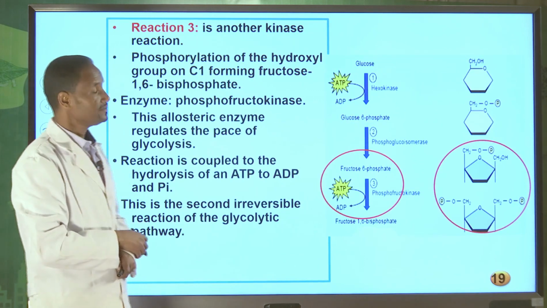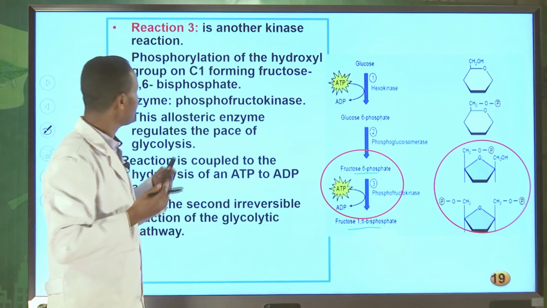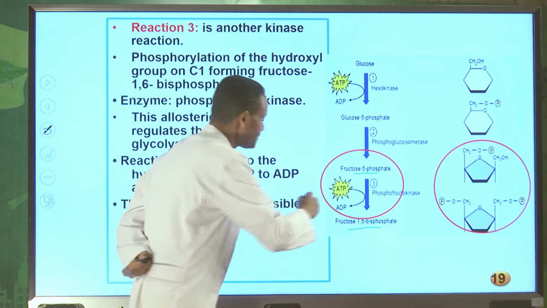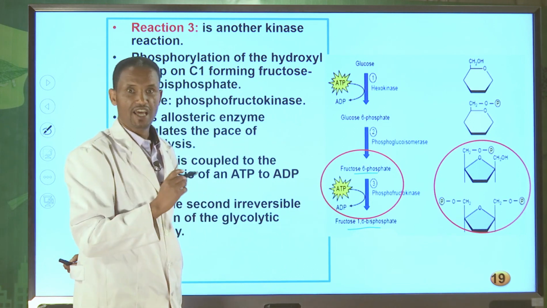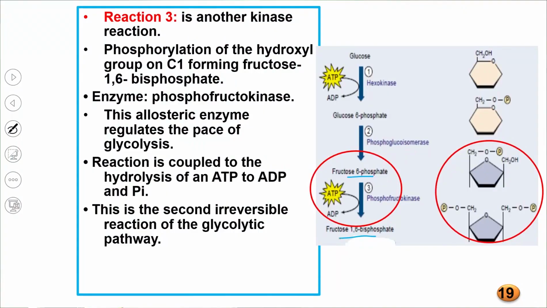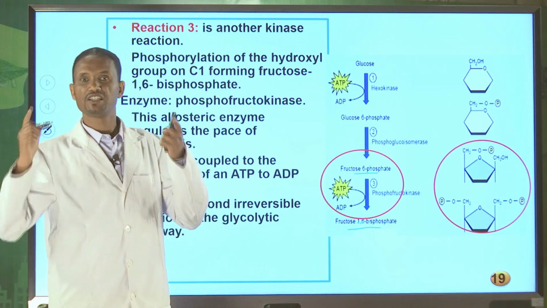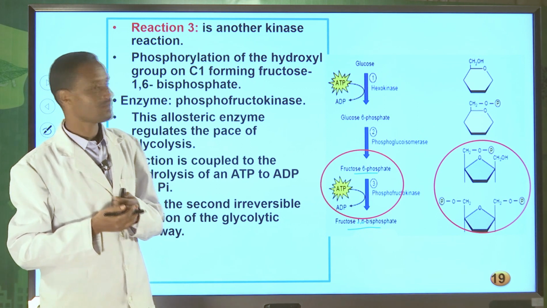Then reaction 3 is another kinase reaction. Here, the fructose 6-phosphate is converted into fructose 1,6-bisphosphate. In this case, ATP is hydrolyzed, and one of its phosphate groups is released from ATP and becomes attached to the fructose. Then it forms the compound we call fructose 1,6-bisphosphate. The 1 and the 6 show the positions of the phosphates on the carbon atoms.